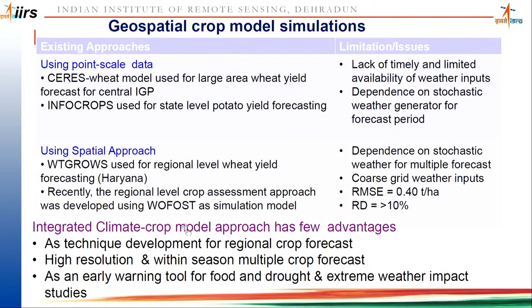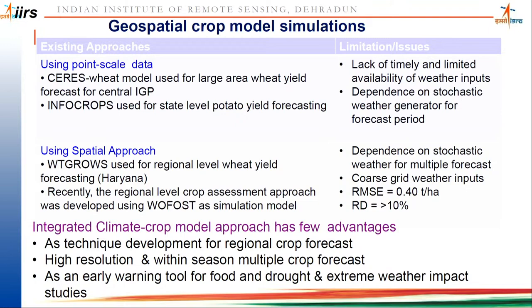Regionally, these are the models being implemented with GIS: WTGROWS, CERES-Wheat, CERES-Rice, InfoCrop, all have been tried, but all these models are run with weather parameters. So for crop forecasting over a large area, we may not have enough observatory network, so we depend on a stochastic weather generator or certain kinds of interpolation. But this may not work because in India we do not have many observatories which can generate representative weather conditions over a large area.